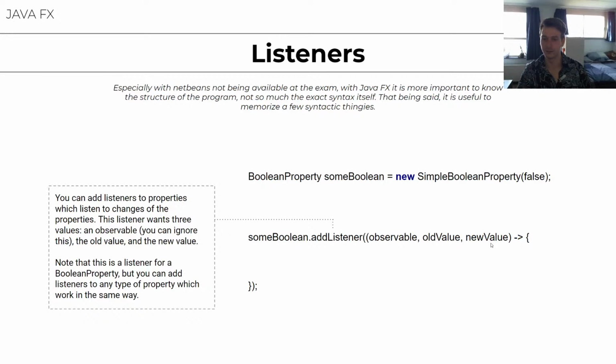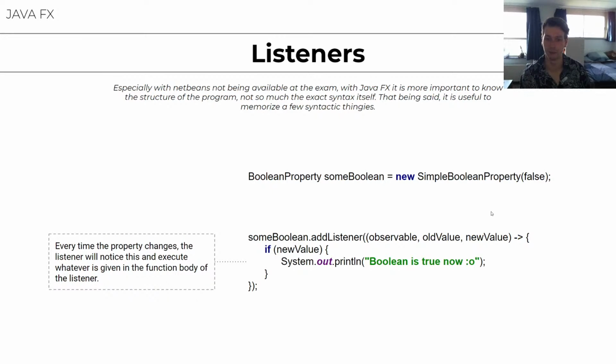Again, it's a lambda expression, and it has 3 parameters. First one, observable, I don't actually know what kind of information is in there, so it's probably not important. Then it has the old value and the new value. So, for example, we can say if new value, so if the new value is true, we can say Boolean is true now.